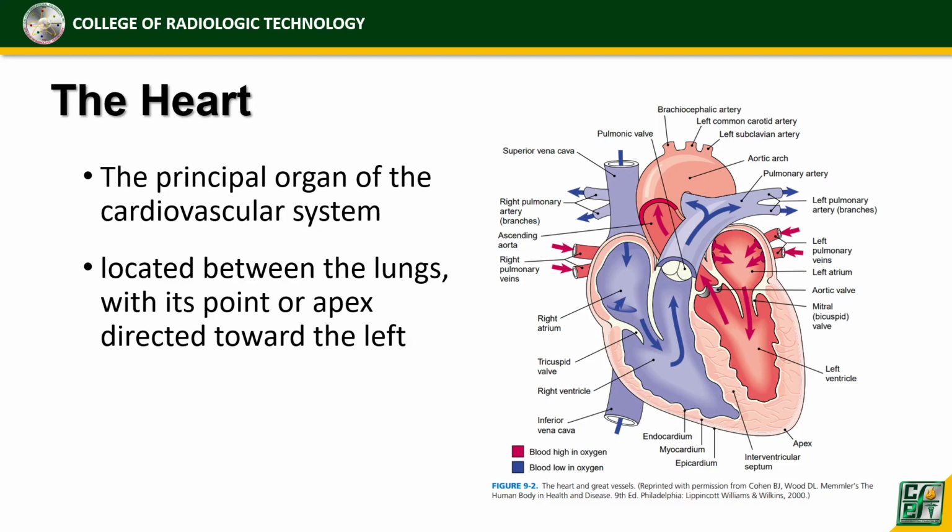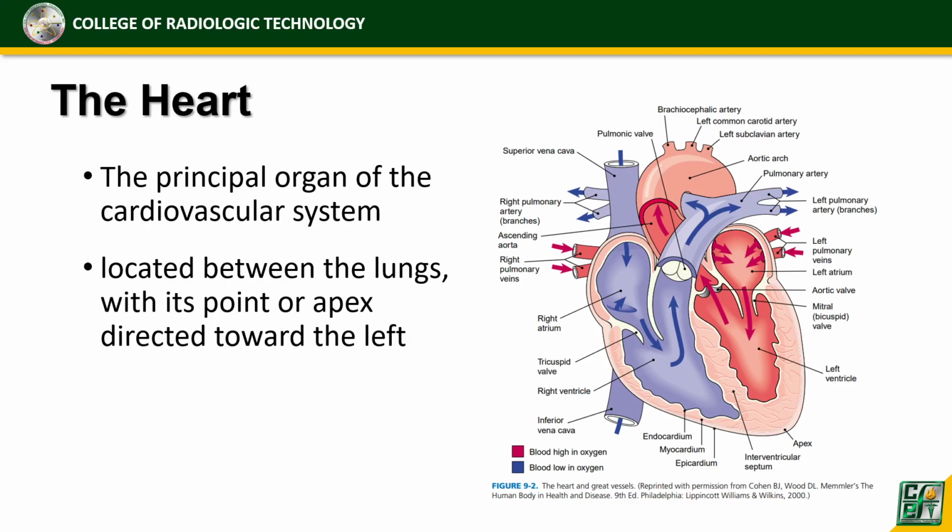So there are four chambers of the heart. Okay, we have two atria and two ventricles. Okay? Ano pang meron sa heart? Okay, the heart also has four valves. We have the tricuspid valve, okay, between the right atrium and the right ventricle. And we have the pulmonary or pulmonic valve or pulmonary semilunar valve, which is between the right ventricle and the pulmonary artery.